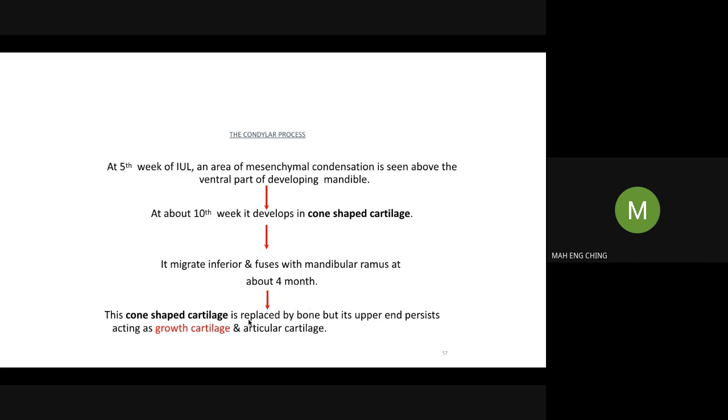Then this cone-shaped cartilage is replaced by bone. You see, for endochondral ossification, they must have the cartilage to form the bone. Later, this cartilage will disappear. So the cone-shaped cartilage is replaced by bone, but on the upper end it still persists, or is left behind, acting as a growth cartilage and articular cartilage. So you see your condyle has a joint, which is called the TMJ. You have a cartilage layer covering the condylar process. So these are left behind by the cartilage.